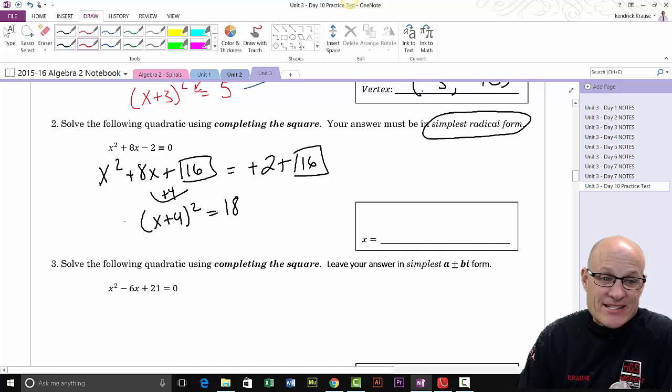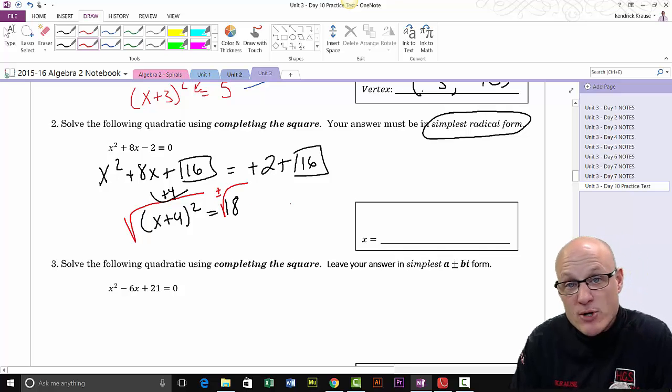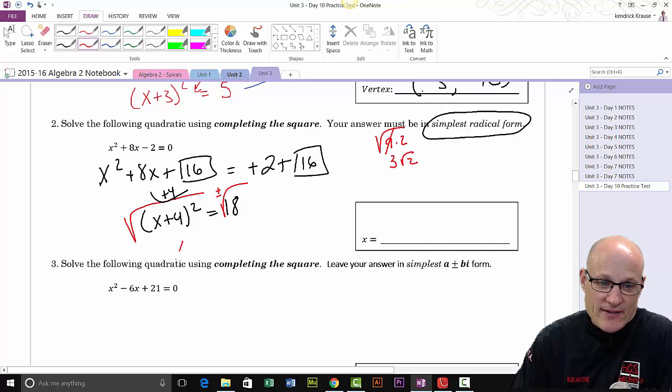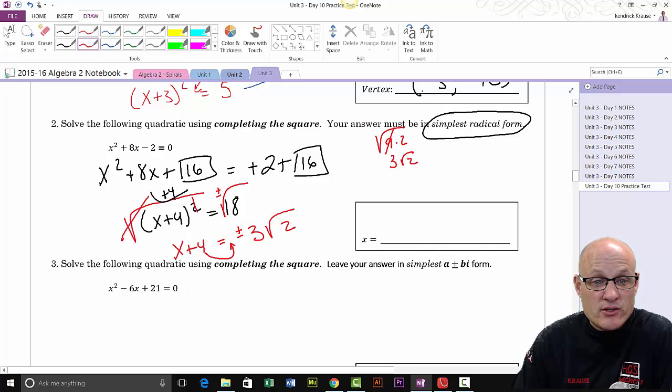Now, I'm going to take the square root of both sides. And remember, when you take the square root, you put a plus or minus. Now, square root of 18 is really 9 times 2, and that's 3 square roots of 2. So what I have here is x plus 4, because the square root and the square cancel each other out, is equal to plus or minus 3 square roots of 2. My final step is to move that number in front over. When it comes over, it becomes negative 4 plus or minus 3 square roots of 2.